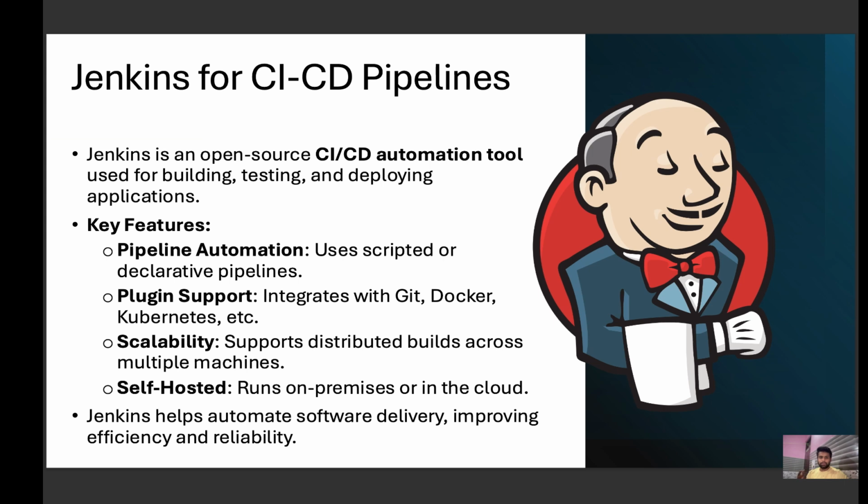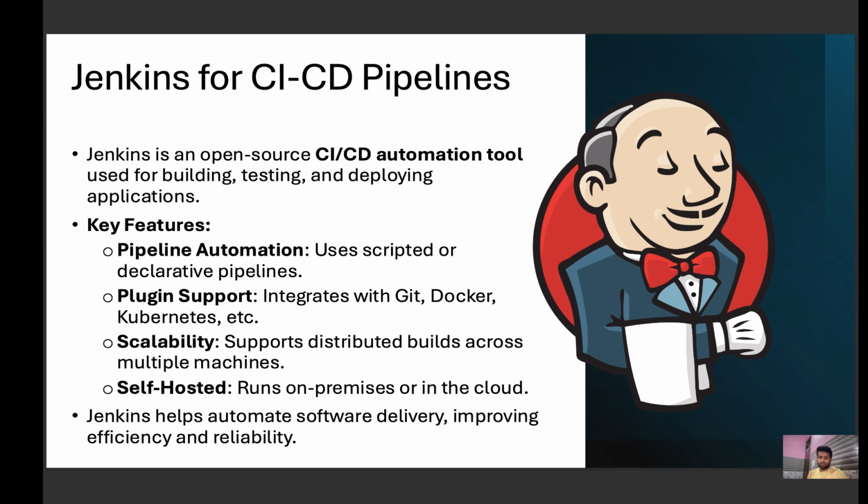It uses a scripted or declarative pipeline. It is available in a Jenkinsfile or a Groovy script, and you can also use some YAML aspects as well. Scalability is supported. Jenkins is supported across a wide variety of multiple machines. It is open source and it is also platform independent. It can run on your Windows machine, on your virtual Linux machine, and on Mac machines as well.